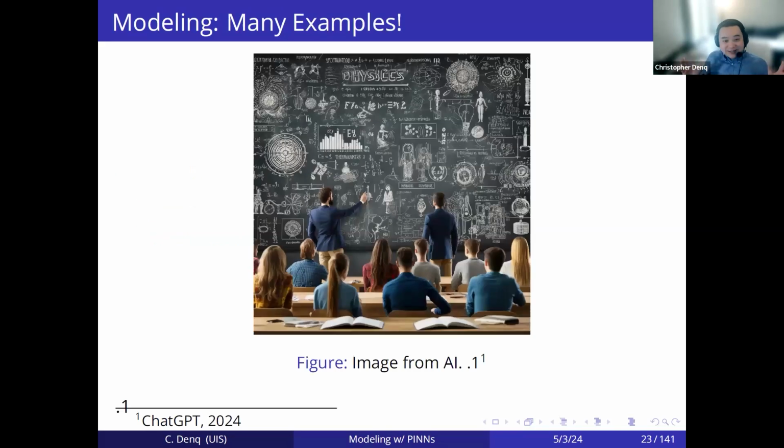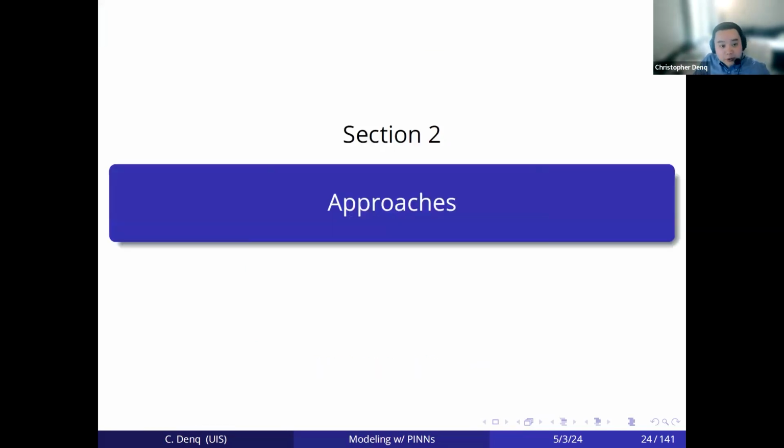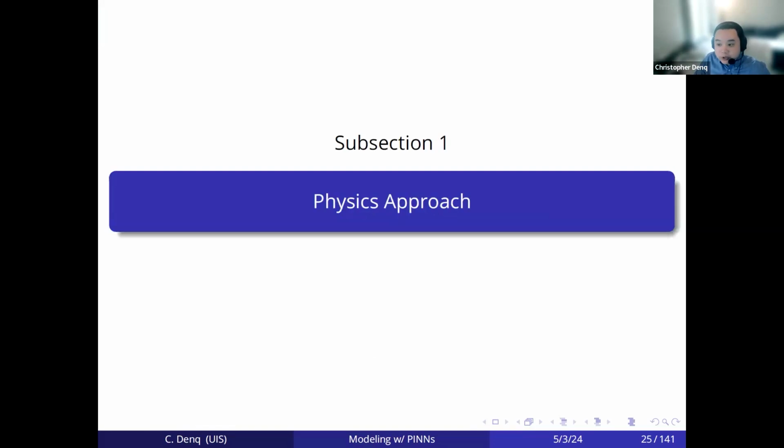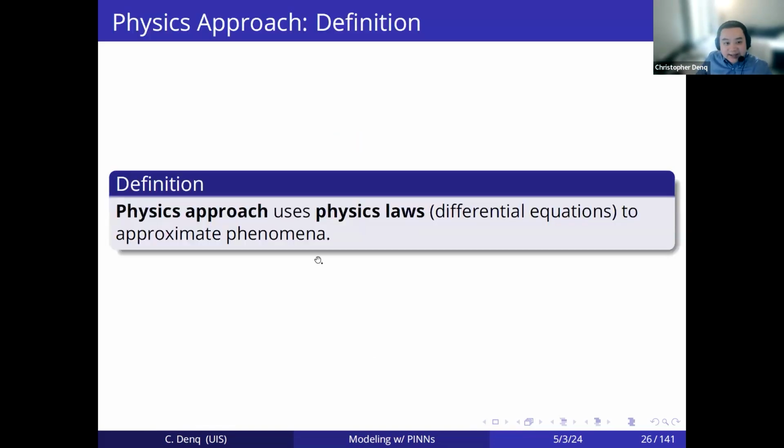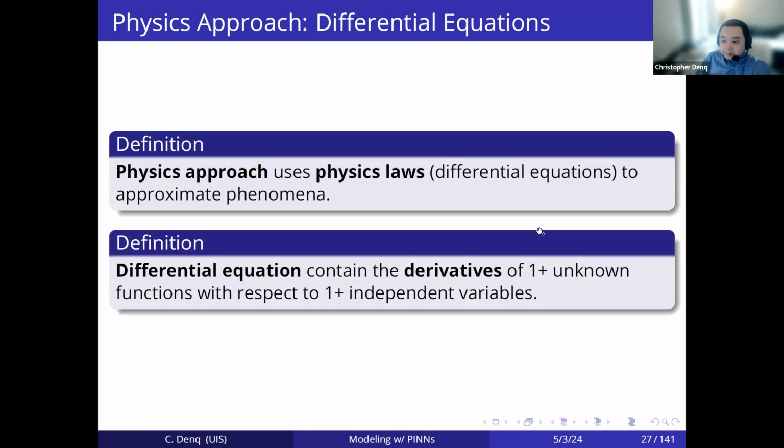Now, there's a lot of different things that we may want to model, and different things in society may want to prioritize different sides of those trade-offs, right? Which is why we have different approaches to modeling. One such approach is the physics approach. And as the name suggests, a physics approach is going to use physics laws, typically math equations or differential equations, to be able to approximate that phenomenon.